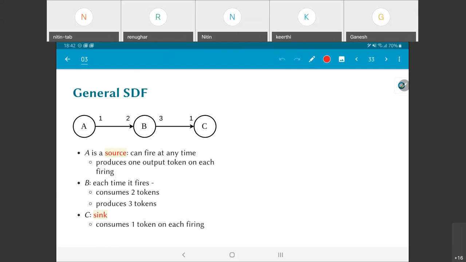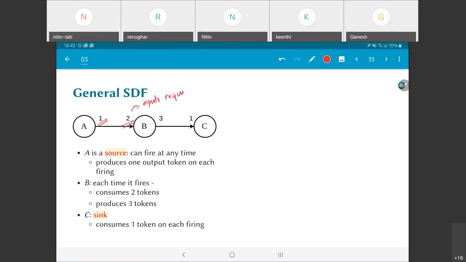There is nothing to fundamentally say that only one sample should be produced or consumed every time. I could also have a situation where every time that A fires, one sample is produced on the output channel, but B actually requires two samples in order to fire, two inputs required.